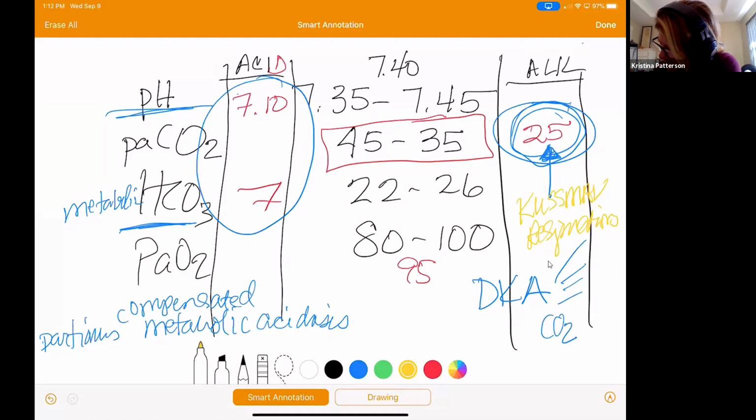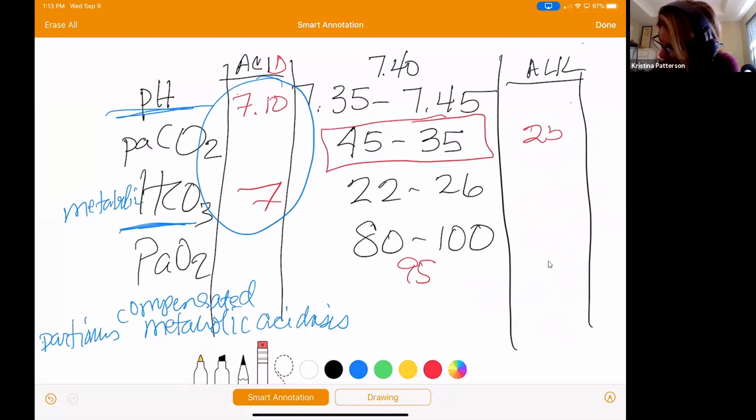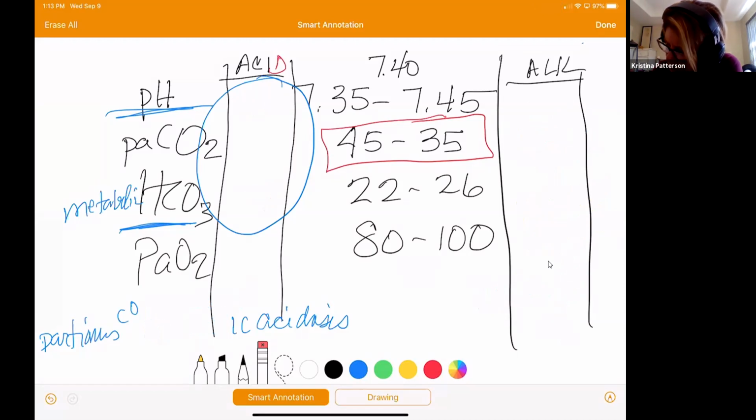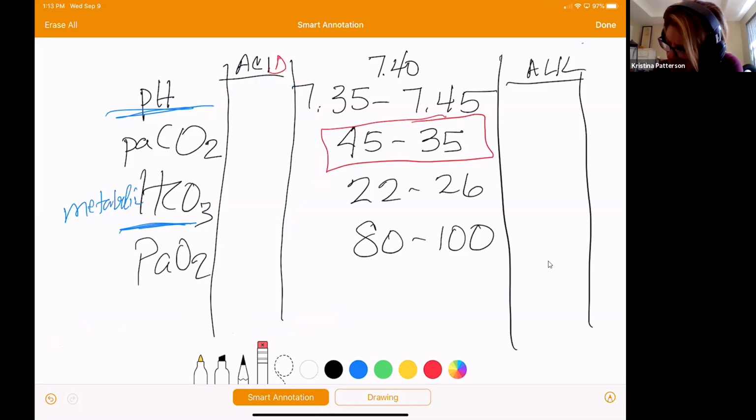All right, so let me just use my little eraser and get rid of all this stuff that we wrote. All right, perfect. We're back to just our standard template.